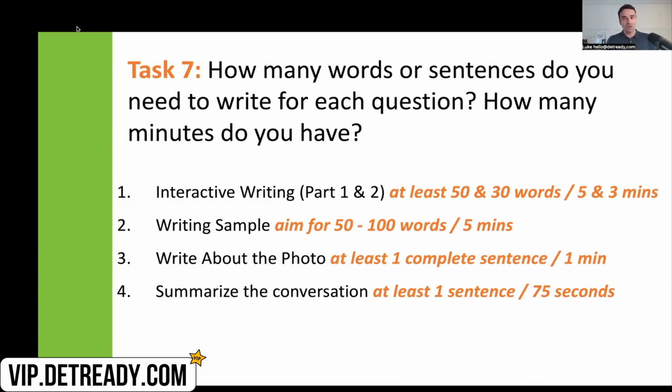To get a high score, you should write more. I think between 70 and 110 would be a really good range, and then spend the rest of your time proofreading. So that's for part one. For part two, between 30 and 70 words would be great. If you can do somewhere between there, that would be plenty.